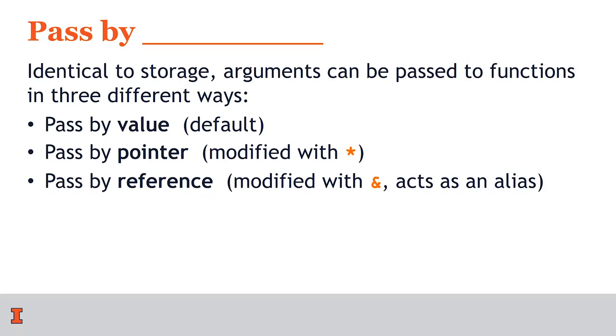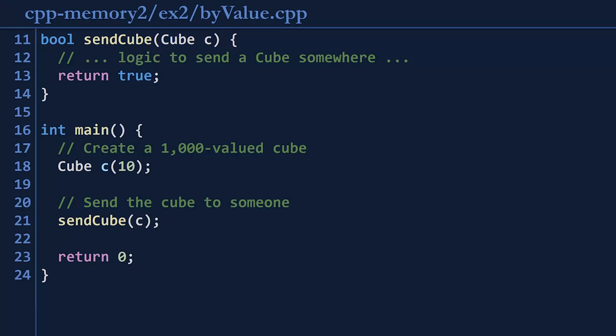And similar to three different ways of storing access to variables, we have three different ways that we can pass variables around to functions. We can pass them by value, which is the default way. We can pass them by pointer by creating a pointer that we pass along, or pass by reference, which again is modified by the ampersand and acts as an alias. It doesn't make a copy. It just makes two different variables alias the exact same memory. So looking at our first function, we're going to again look at by value, by reference, and by pointer.